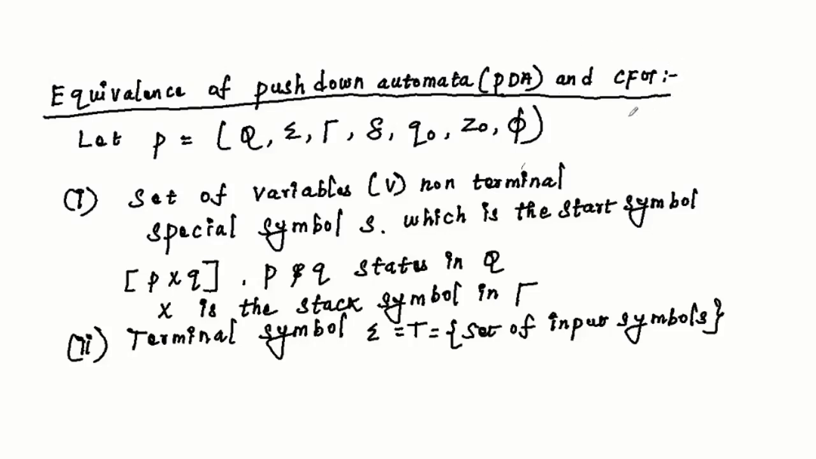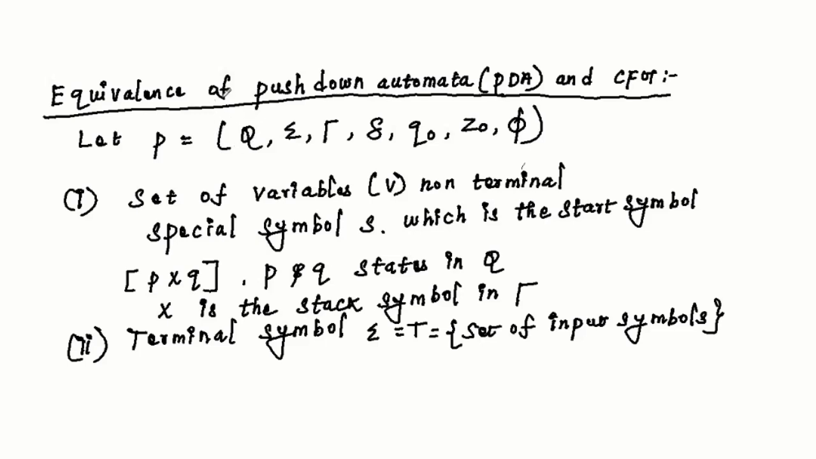We are going to learn about the equivalence between pushdown automata and context-free grammars, specifically focusing on how to convert a pushdown automata into an equivalent context-free grammar. Let P equal to (Q, Sigma, Gamma, Del, Q0, Z0, null).